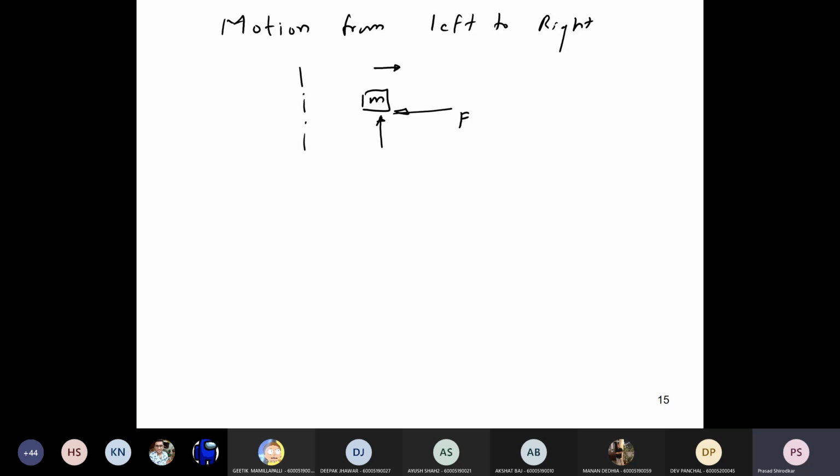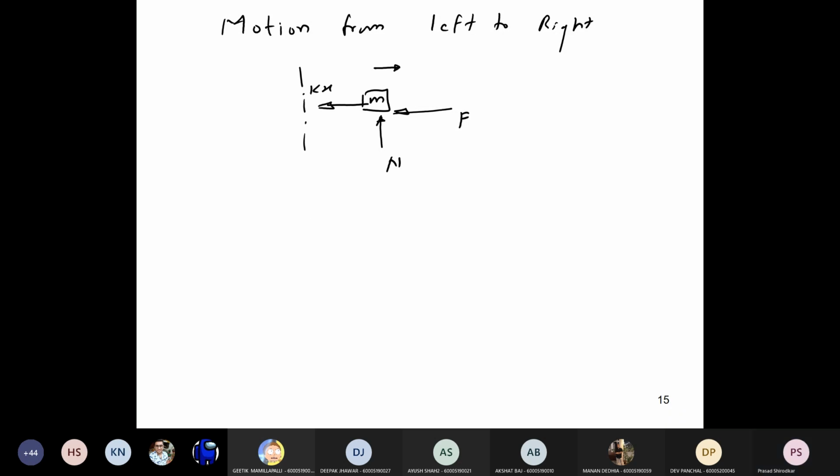Now let's go for motion from left to right. And this is the mean equilibrium position. Again, I am considering the position of the mass when the mass is on the right hand side of the mean equilibrium, but it is moving from left to right. So friction will be in the opposite direction, and this is the normal reaction. Spring force remains the same, in the same direction.